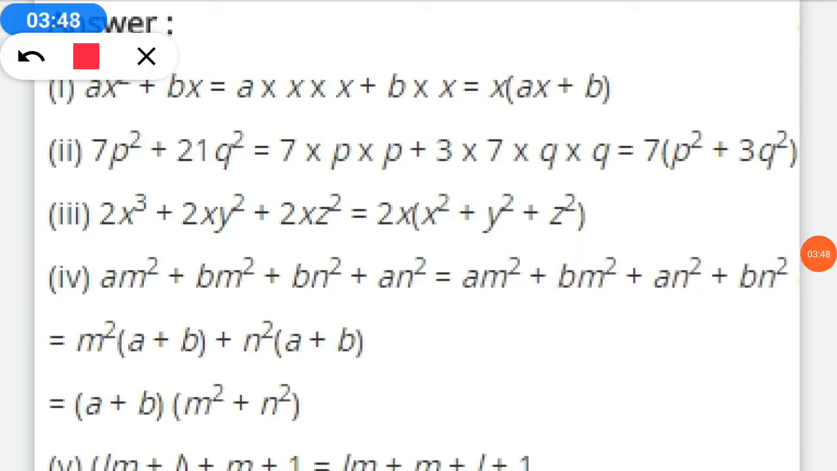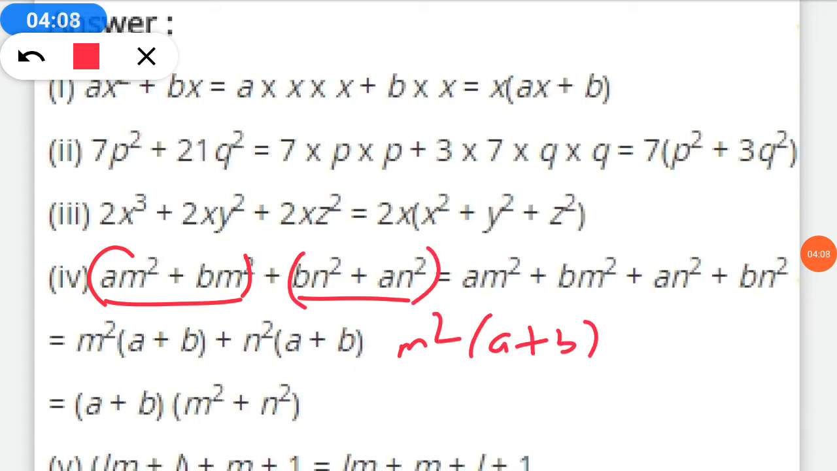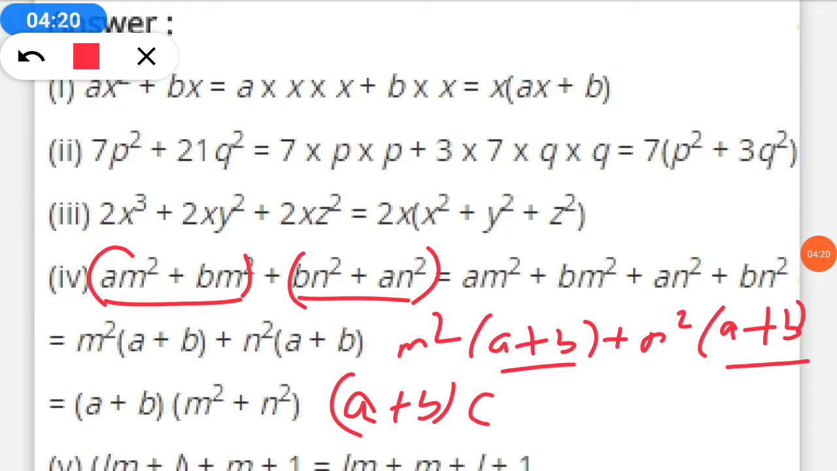Next question we are having, am square plus bm square plus bn square plus an square. Can we make pairs of the terms? Of course we can. From this pair, can we take m square as common? So what is left? a plus b. From the other pair, can we take n square as common? So a plus b will be left. Again a plus b is common to both terms, so it will be taken as common. So a plus b into m square plus n square is the answer.